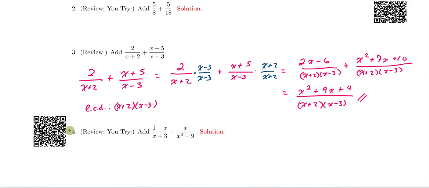So now I'd like you to, again, pause the video and work this problem here. There is a hyperlinked solution for you. So pause the video, and I'll see you in a moment.